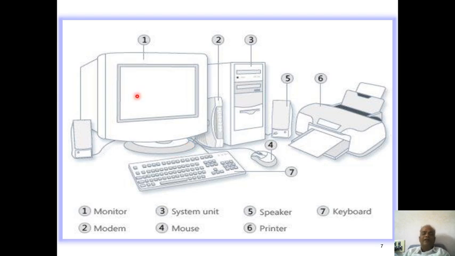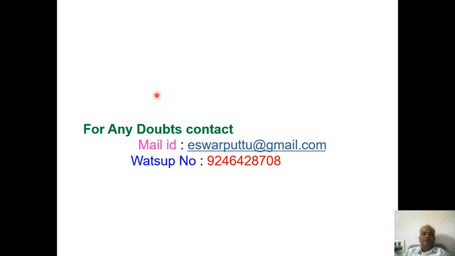A computer is an electronic device. It accepts input as data, processes those data, and produces output on output devices as information. So that is the simple definition of a computer. In the next class, I am going to discuss the evolution of computers.